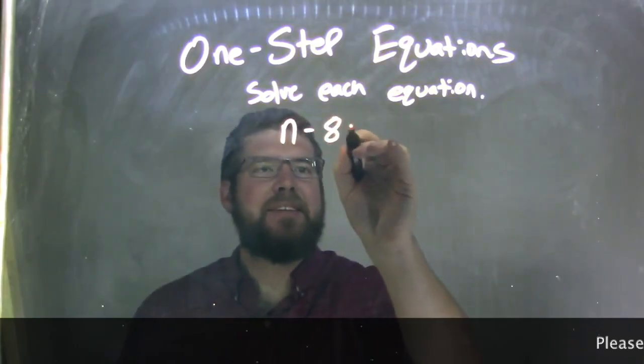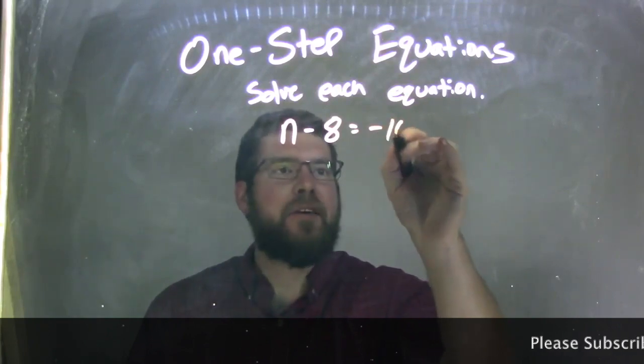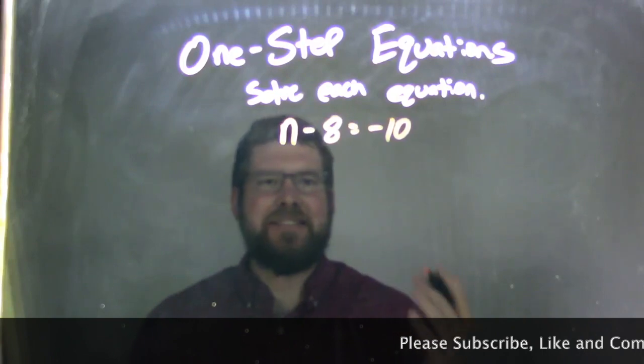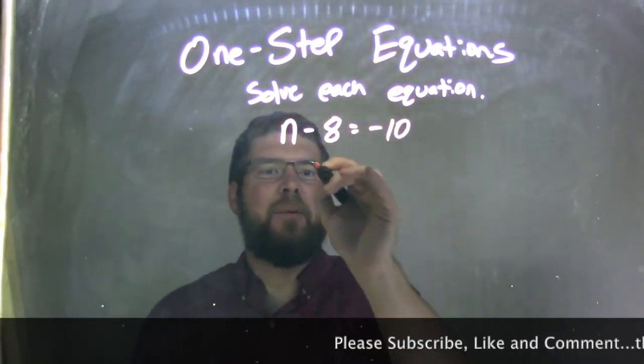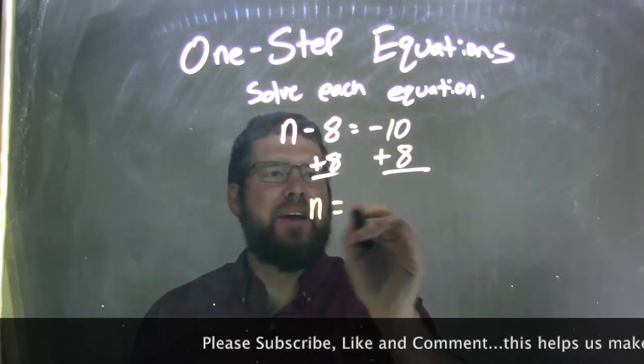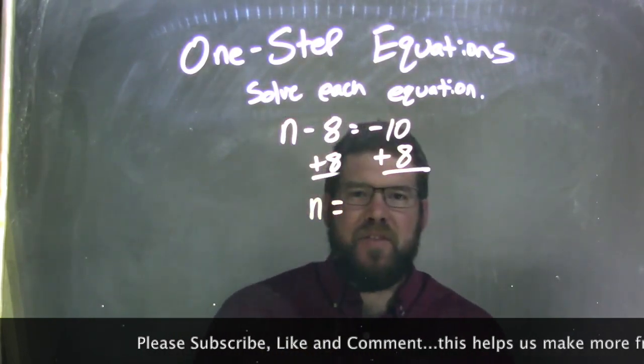N minus 8 equals negative 10. Okay? Well, this minus 8, the opposite of subtraction is addition. So the first step here is to add 8. So I'm going to add an 8 to both sides. Well, I have n equals, well, negative 10 plus 8.